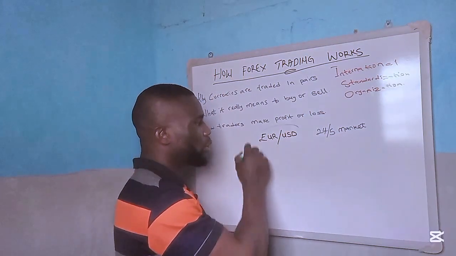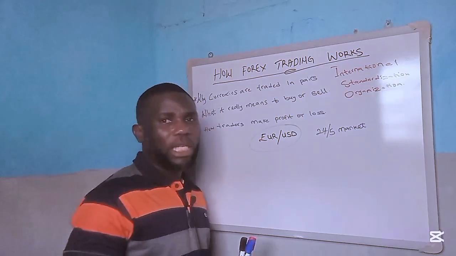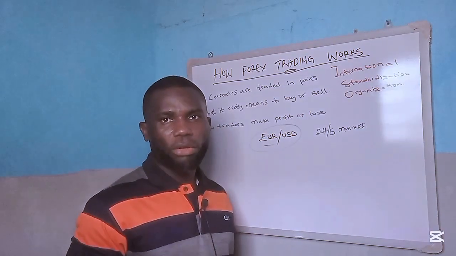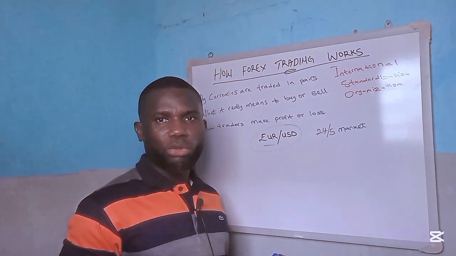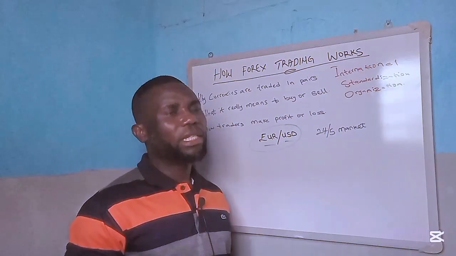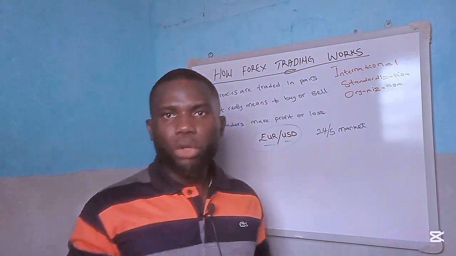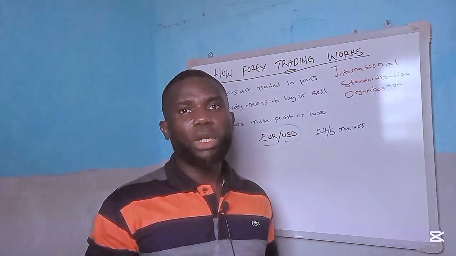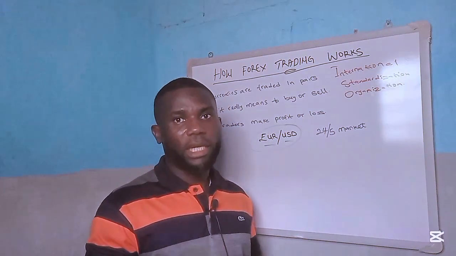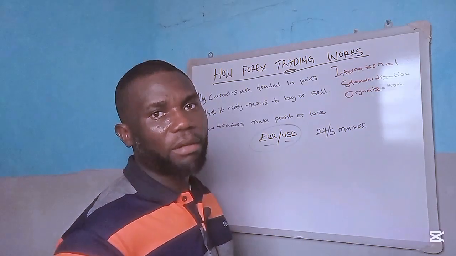For example, look at this, it is a pair. That is because money has no value except when compared with another. It's just like saying somebody is tall. Tall compared to who, right? So for you to compare something, there has to be an opposite partner, in this case an opposite currency for you to compare it with.